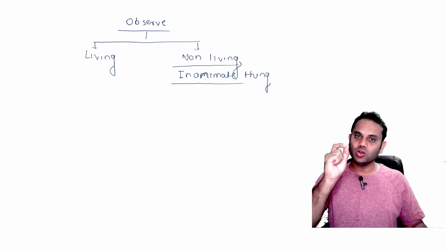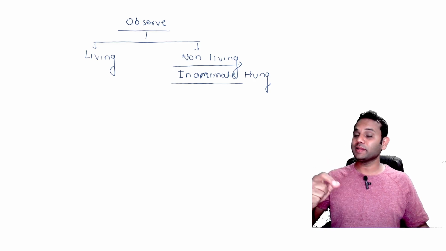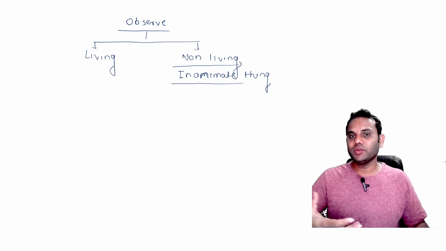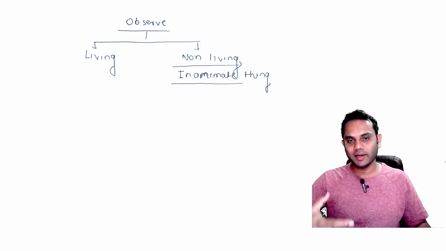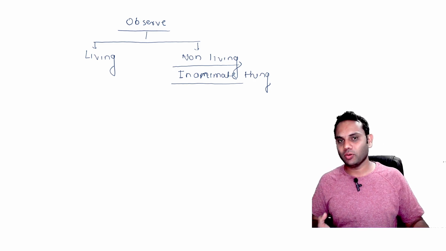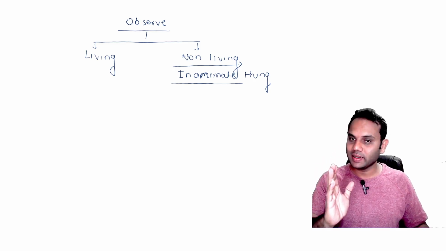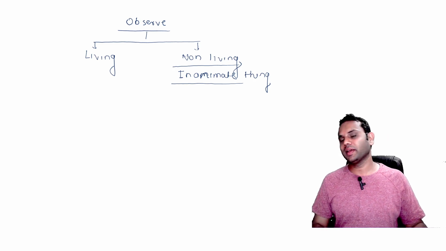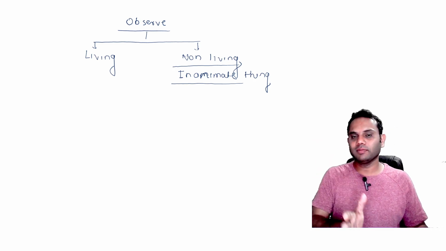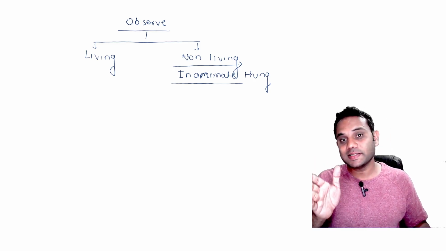So living organisms are characterized by the presence of cell. Cell is the basic unit of life. We'll definitely see in detail what exactly a cell is. But if we want to identify or distinguish non-living, inanimate things from living things, then it is on the basis of presence of cell.